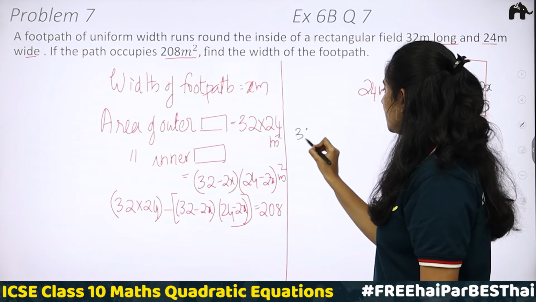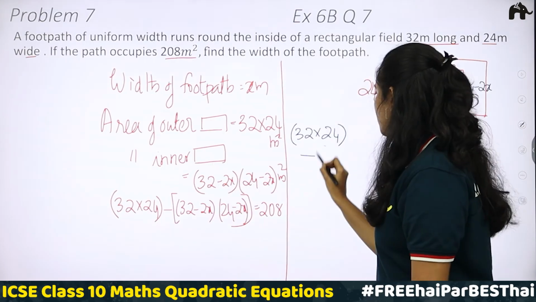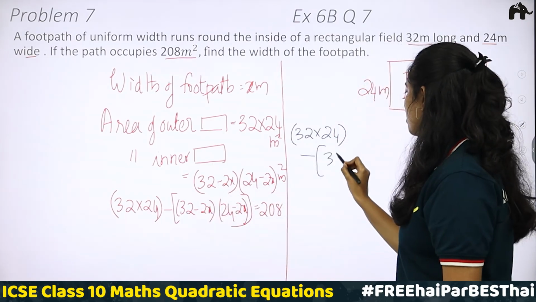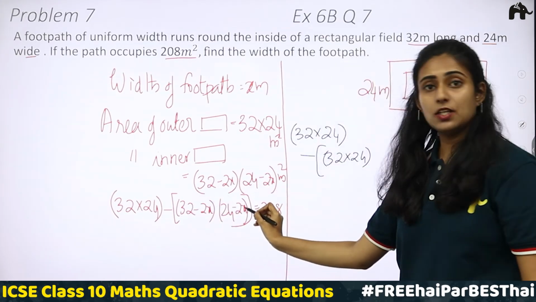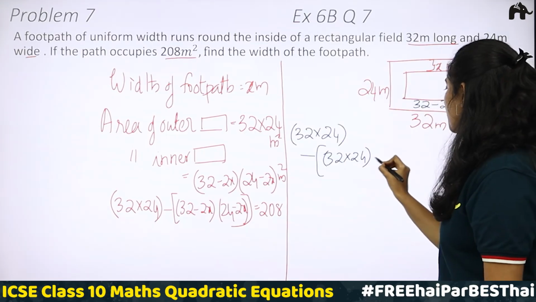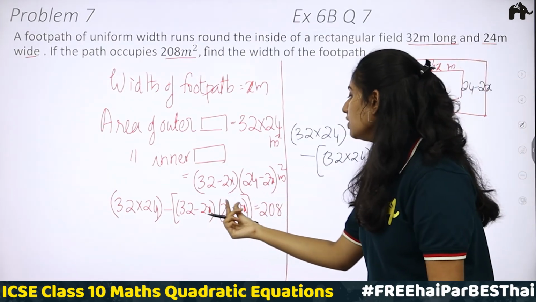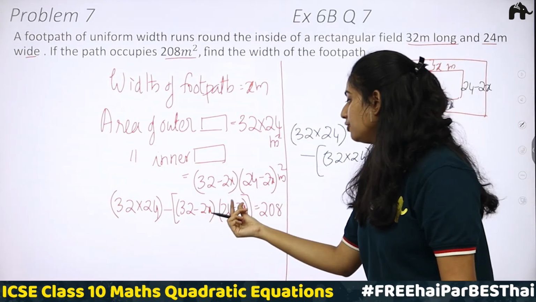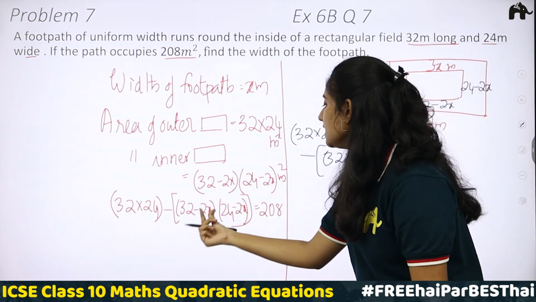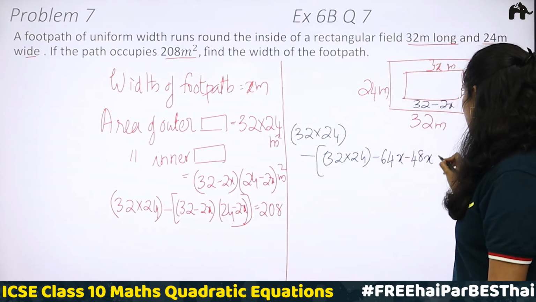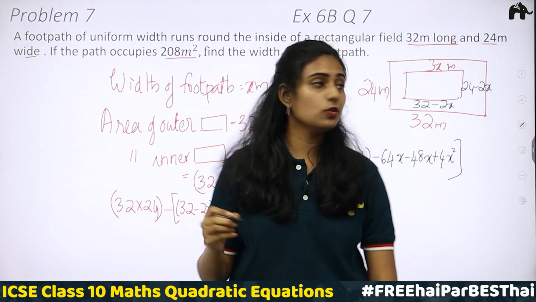Now, we can remove these brackets and multiply. We have 32 into 24 minus this part. First 32 into 24, then 32 minus 2x. 32 into minus 2x is minus 64x. Minus 2 into 24 is 48, minus 48x. What else? Minus 2x into minus 2x plus 4x square. Plus 4x square. Close the brackets. That is equal to 208.